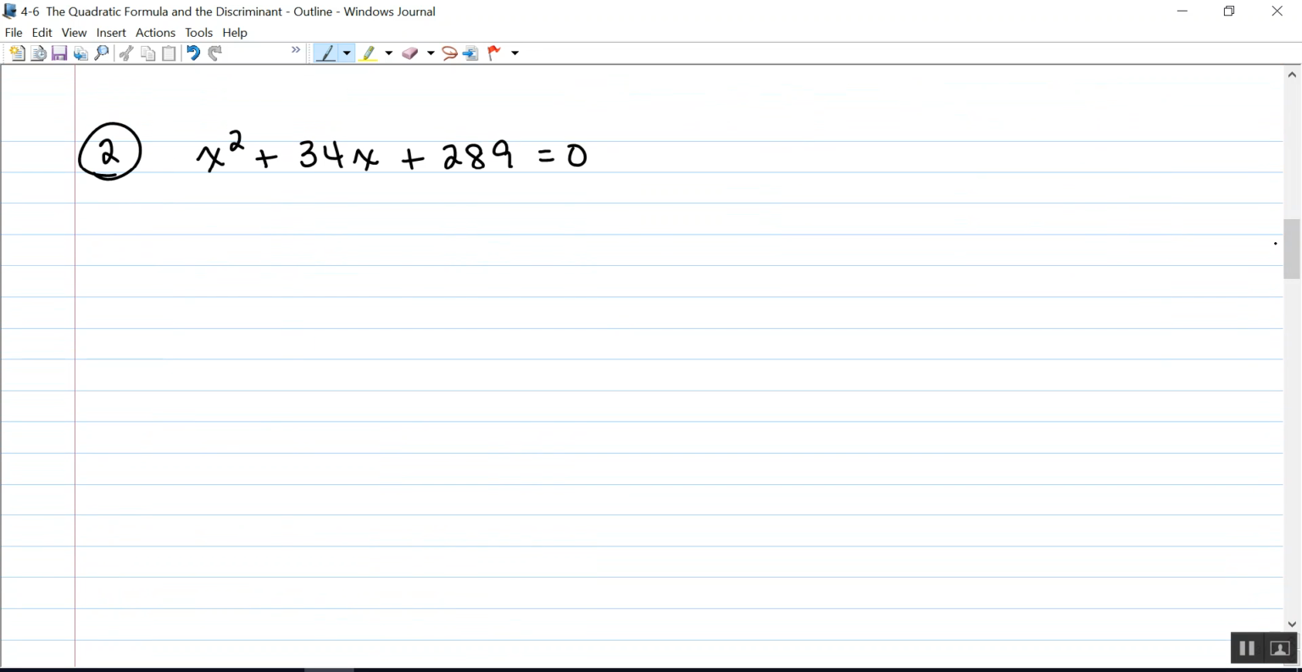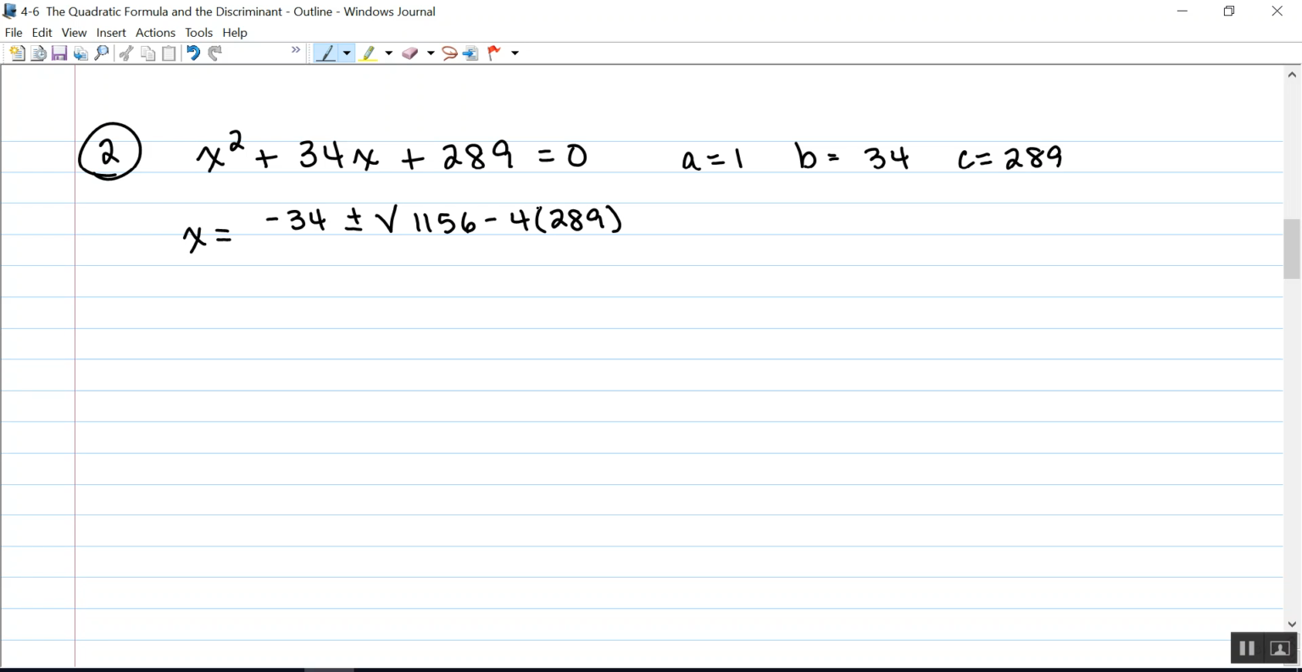Here's a second example. X squared plus 34x plus 289 equals 0. A is equal to 1, B equals 34, and C equals 289. So x equals negative b plus or minus the square root of b squared. Off the top of my head, I don't remember what 34 squared is. 1156 minus 4 times a times c, all over 2a. So negative 34 plus or minus the square root of 1156 minus 4 times 289.